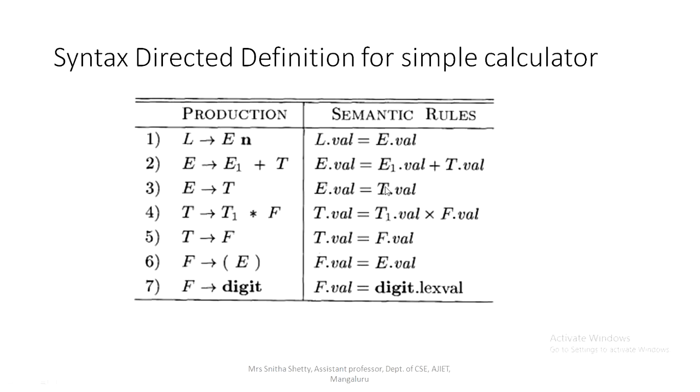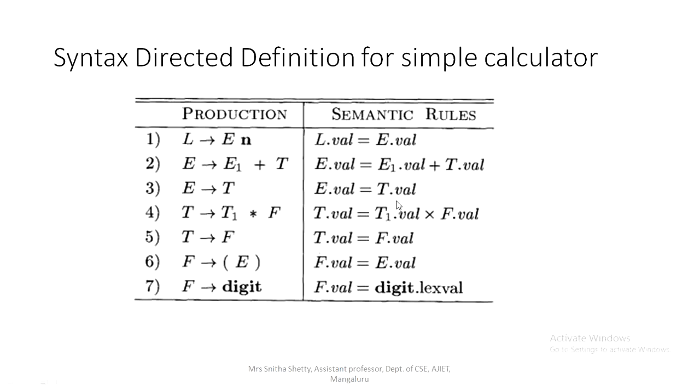Again, E dot value is equal to T dot value. So T dot value is equal to T1 dot value into F dot value. So here T dot value is equal to F dot value. F dot value is equal to E dot value, and F dot value is equal to digit dot lexical value. Okay, so this is the last value, lexical value. So for terminal, here in this grammar, the terminal is only digit, so for digit you are writing it as a lexical value.